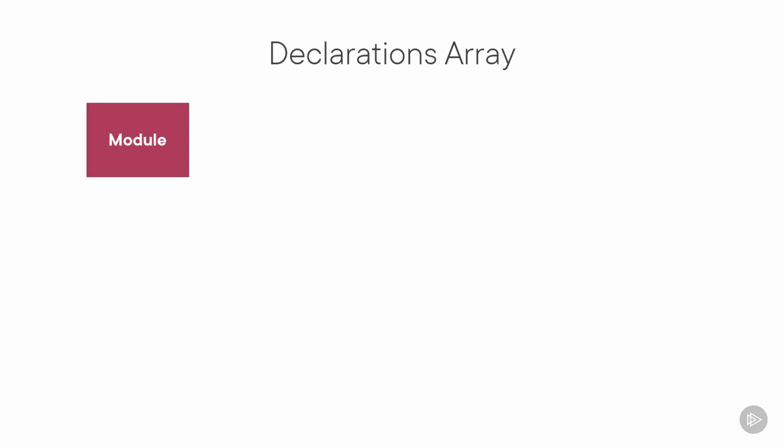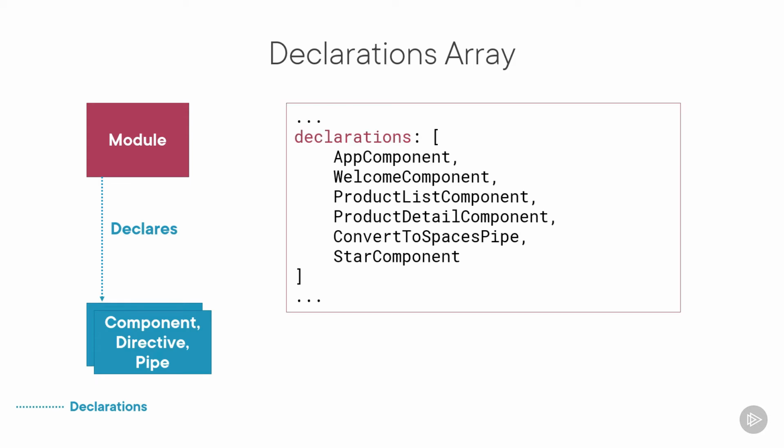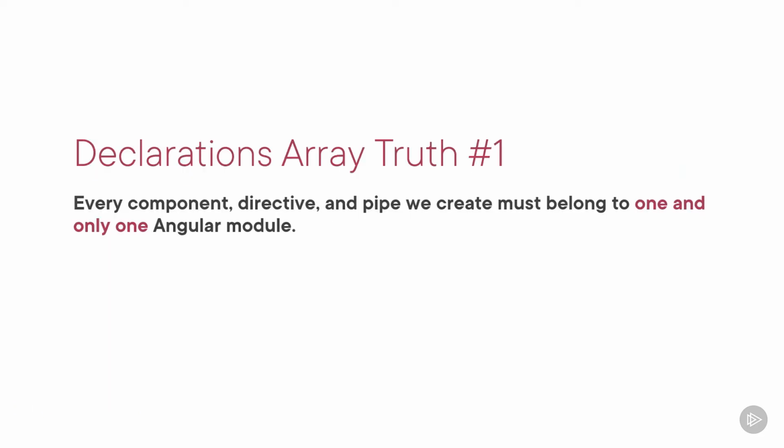Every component, directive, and pipe we create is declared by an Angular module. We use the declarations array of the NgModule Decorator to define the components, directives, and pipes that belong to this Angular module. Here are some things to keep in mind when using the declarations array. Every component, directive, and pipe we create has to belong to one and only one Angular module. In our sample application, all of our components are defined in one Angular module, AppModule.